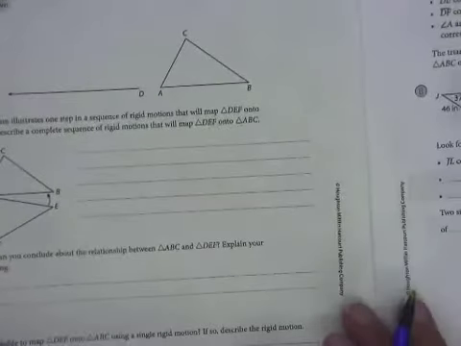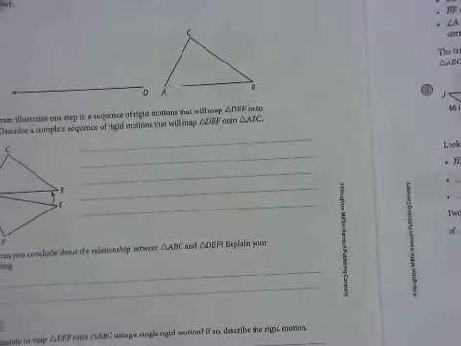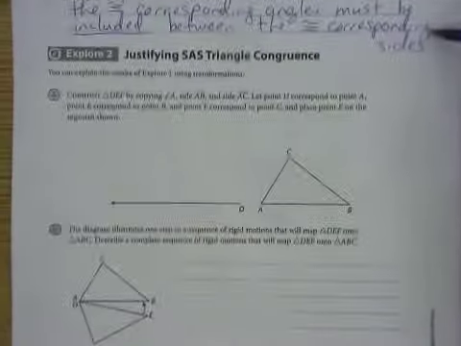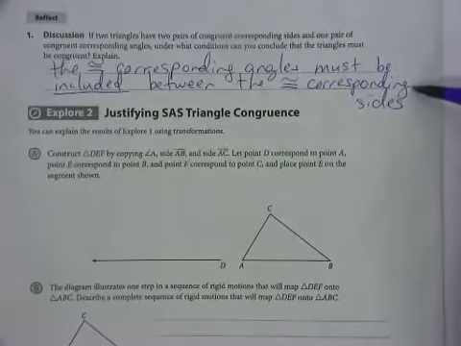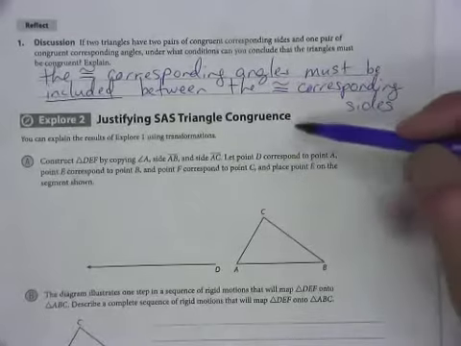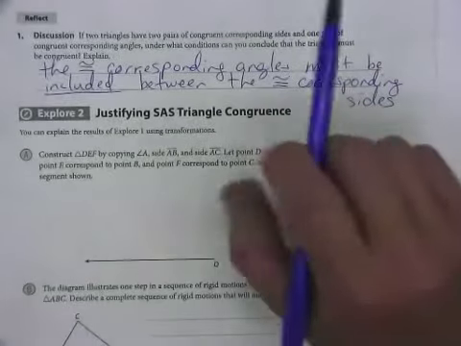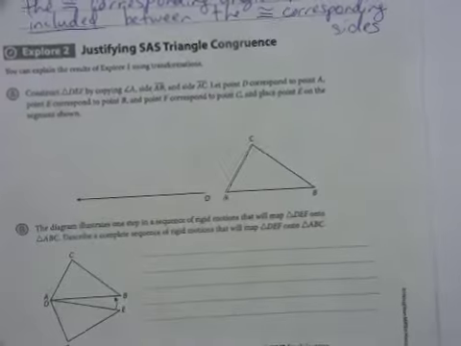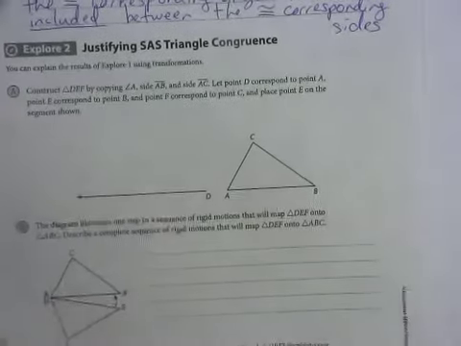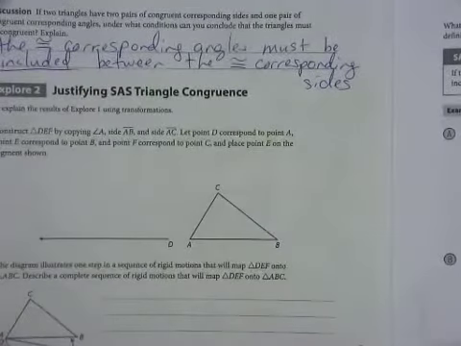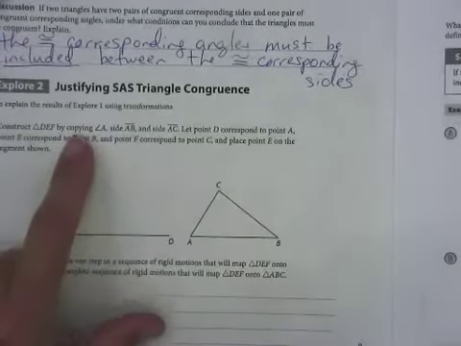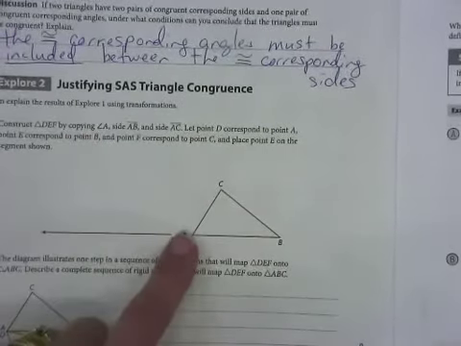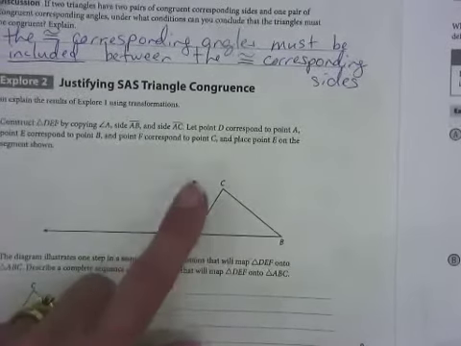In the next explore activity, we're justifying what we just said back here, which ends up being the side angle side triangle congruence theorem. And they want us to do that by constructing a triangle here that is congruent to triangle ABC. And since you're going to be constructing congruent triangles, this is a good place to start. So it says we're going to do this by copying angle A, side AB, and side AC. Okay, so let's start with the easy construction.